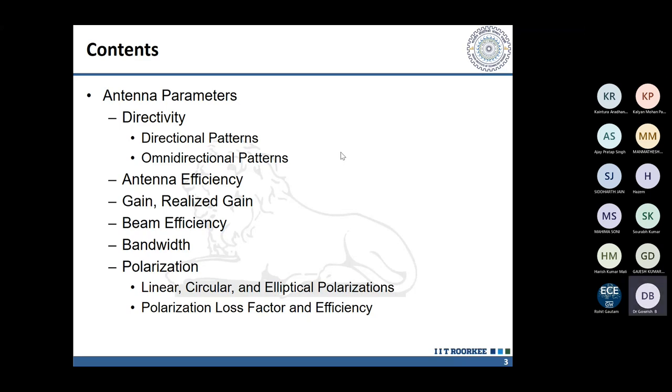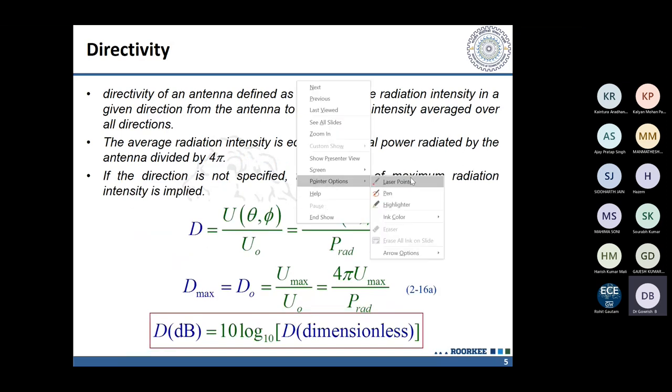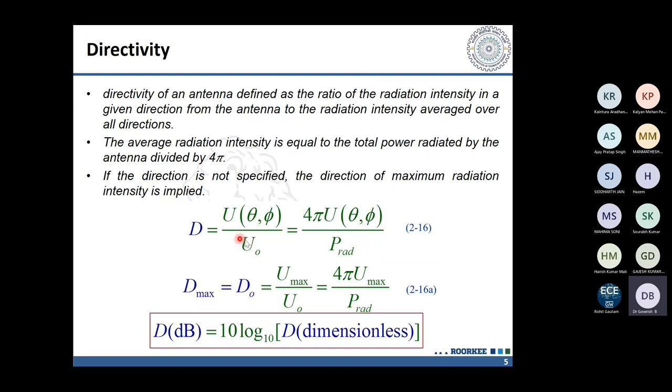So we'll just recap what we covered yesterday and then carry on with the rest of the contents. We'll start with directivity. We looked into the definition of directivity. Directivity is basically the ratio of the radiation intensity of a given antenna to that of the isotropic antenna. The isotropic antenna acts as a reference antenna, and we know that the radiation intensity of an isotropic antenna is P radiated by 4 pi. So directivity is given by this expression.